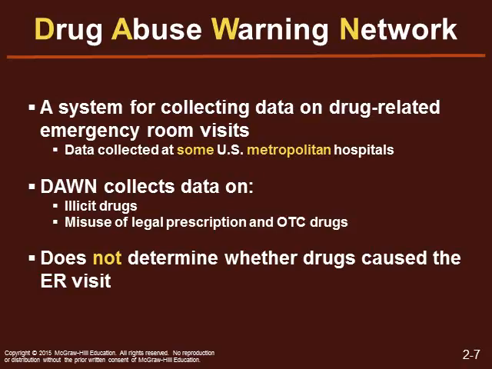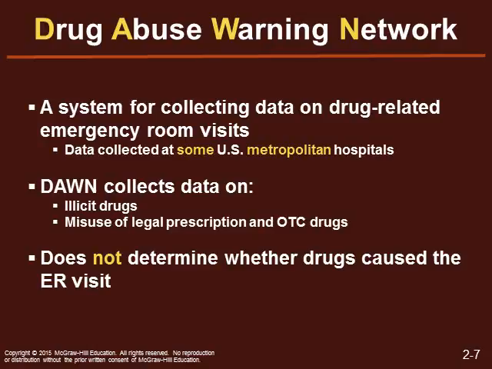Now, we talked about a couple of other data sources in our previous lecture. Today we're going to talk about the Drug Abuse Warning Network, or DAWN. This is a source of data that we use for information about acute toxicity of drug consumption. Basically, emergency rooms in hospitals in cities around the United States, not all hospitals, but a sample of hospitals, collect data on drug-related ER visits.